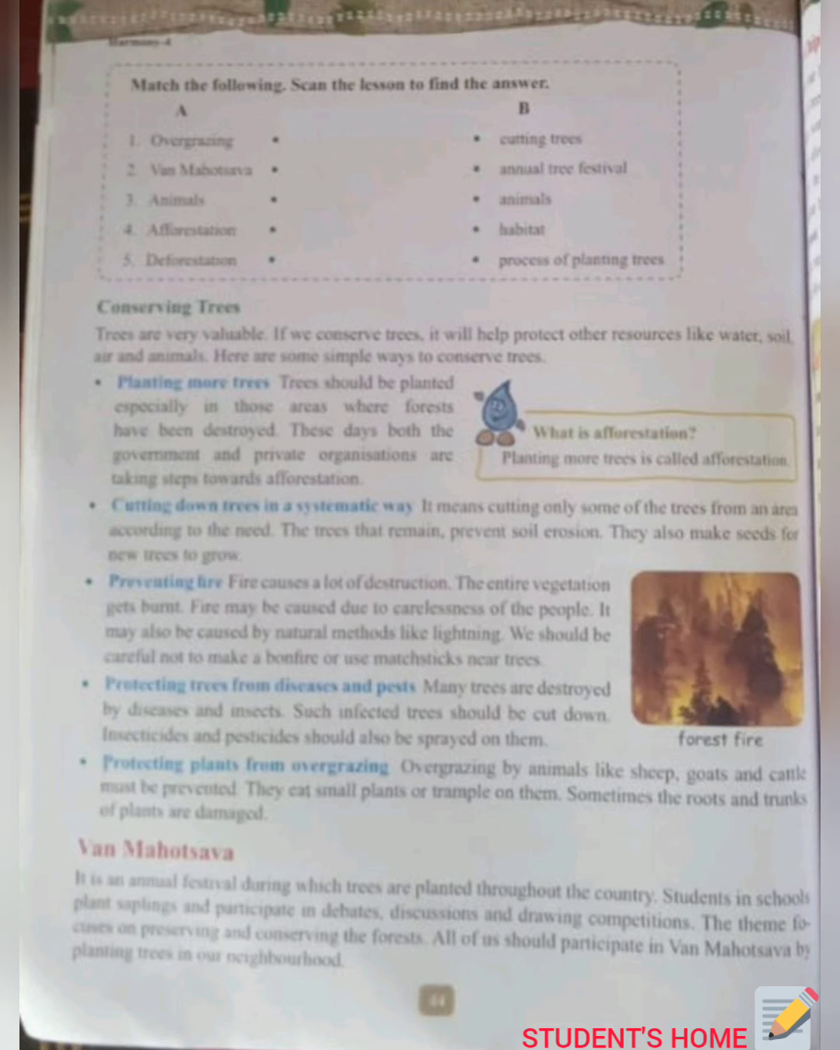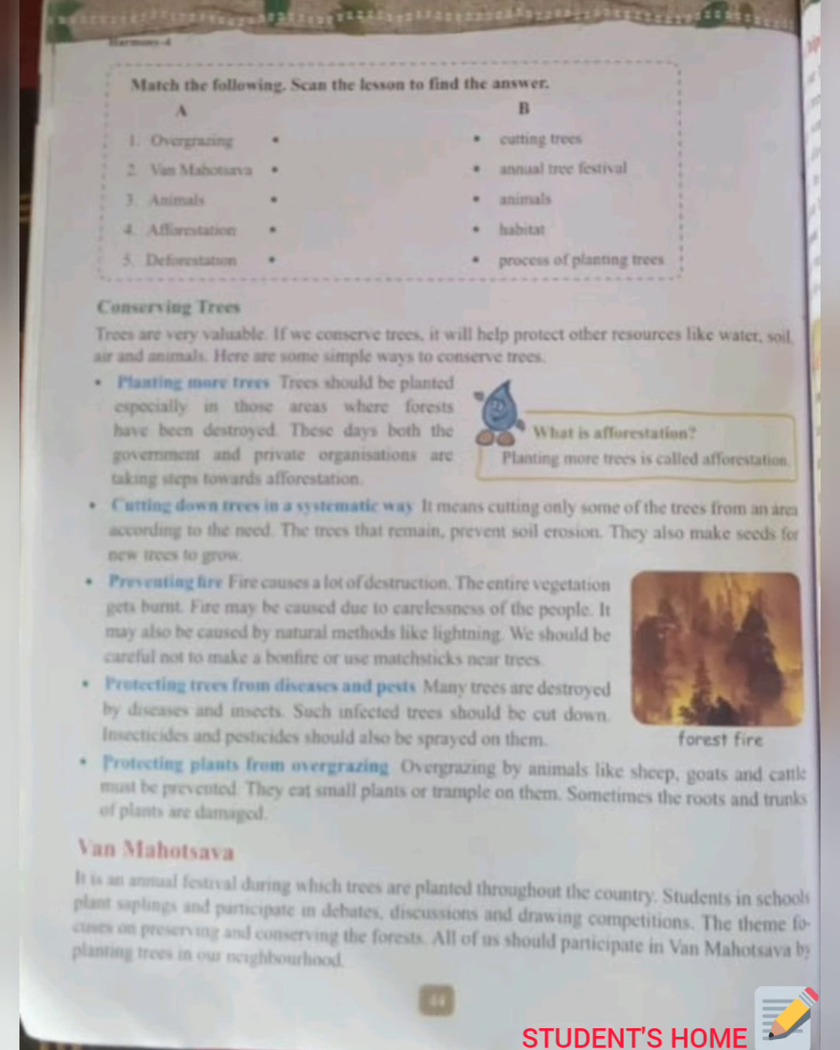Okay. Coming to the next point, that is cutting down trees in a systematic way. It means cutting only some of the trees from an area according to the need. The trees that remain prevent soil erosion. They also make seeds for new trees to grow.